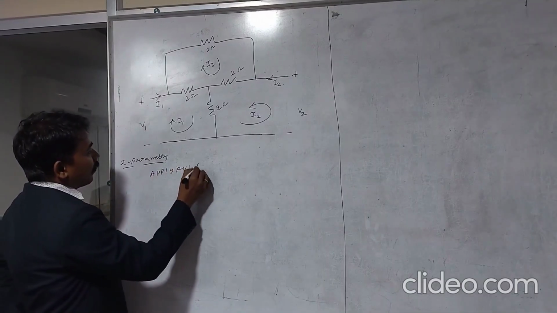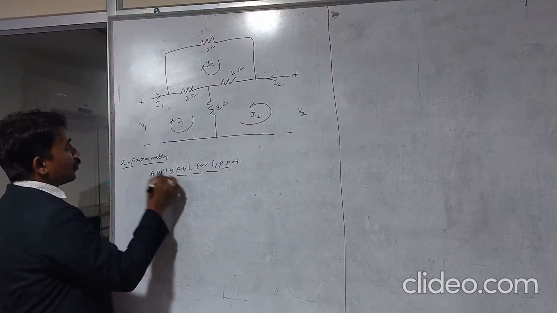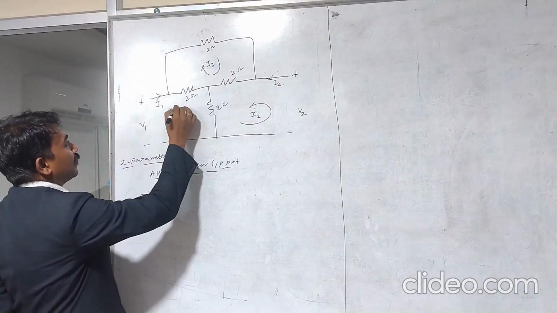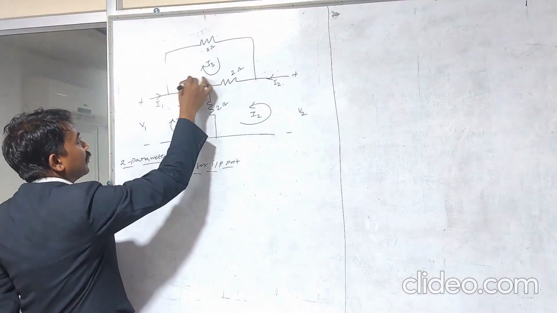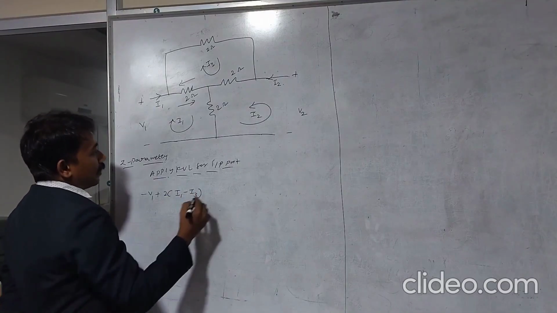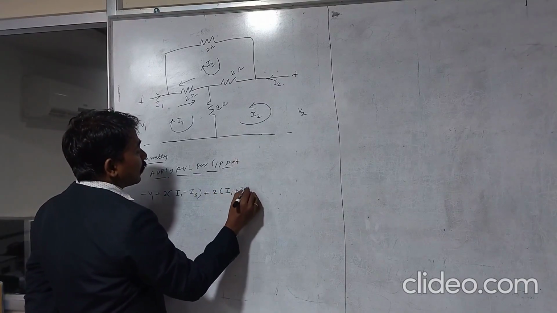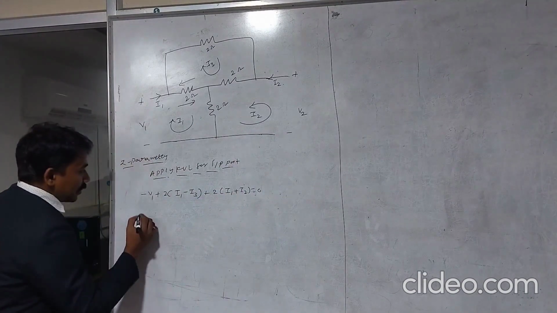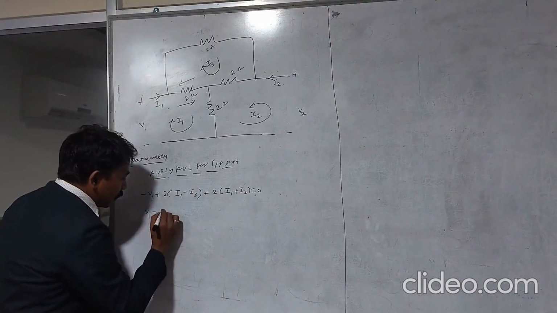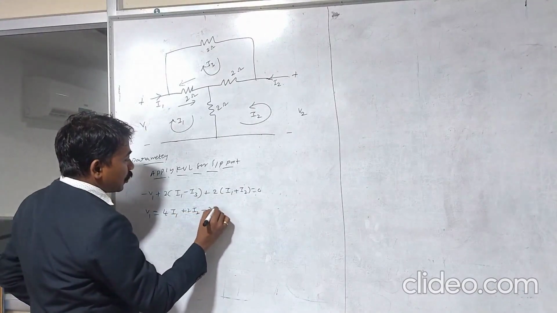Apply KVL for the input port. Minus V1, 2 into (I1 minus I3), since the I1 orientation and I3 orientation are opposite with each other, and then 2 into (I1 plus I2) equal to 0. By organizing this, V1 equals 2I1 plus 2I1, 4I1 plus 2I2 minus 2I3.